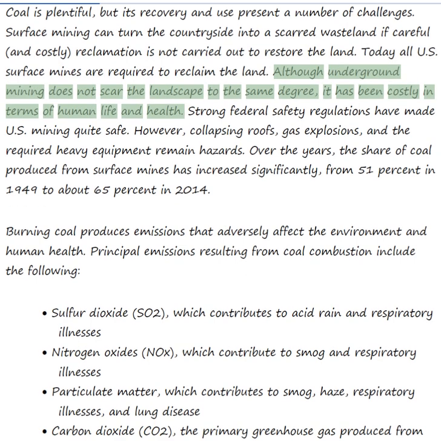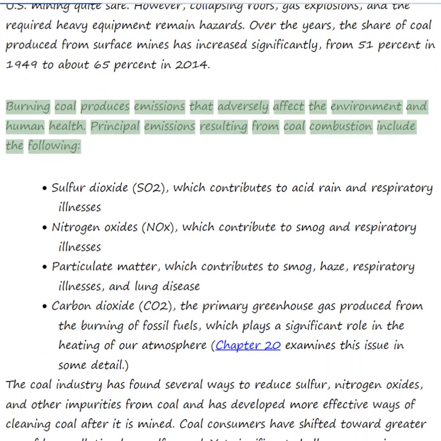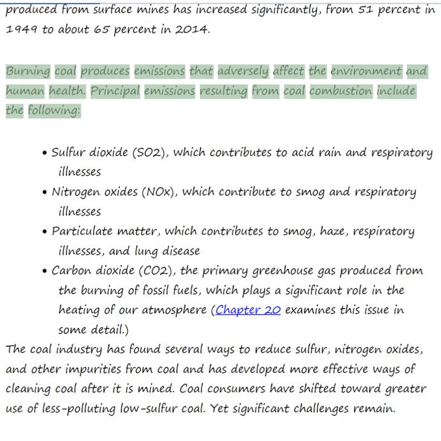Although underground mining does not scar the landscape to the same degree, it has been costly in terms of human life and health. Strong federal safety regulations have made U.S. mining quite safe. However, collapsing roofs, gas explosions, and the required heavy equipment remain hazards. Over the years, the share of coal produced from surface mines has increased significantly, from 51% in 1949 to about 65% in 2014. Burning coal produces emissions that adversely affect the environment and human health.